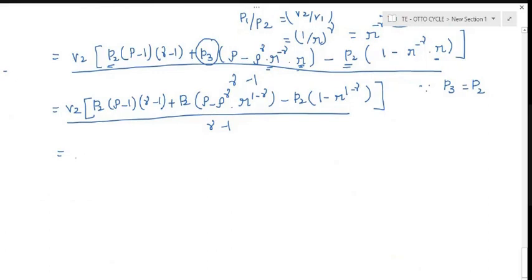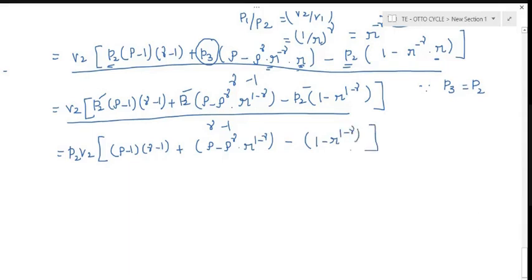So next, actually all the P2, P2, P2, so taking P2 commonly outside, what's the remaining term: (ρ-1) into (γ-1) plus ρ minus ρ^γ into r^(1-γ) minus (1 minus r^(1-γ)), all divided by gamma minus 1. Fine.